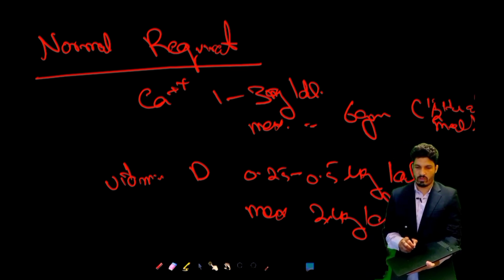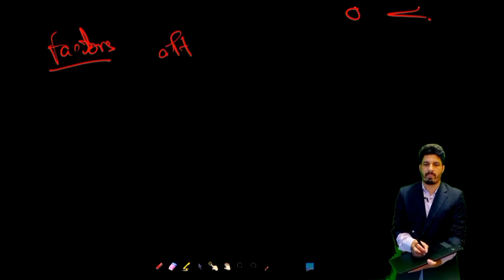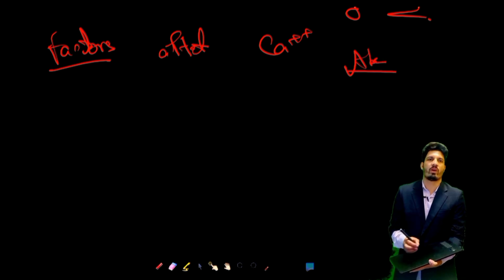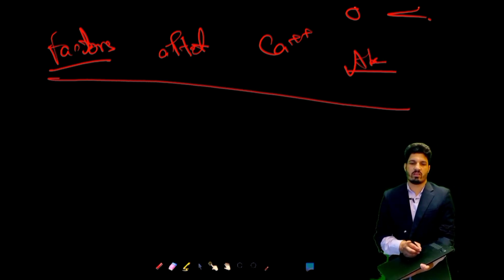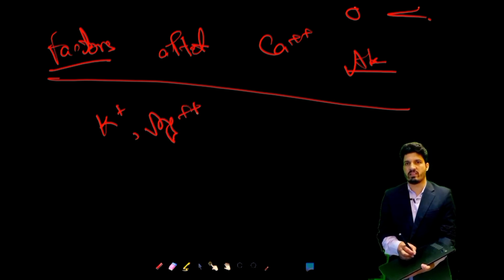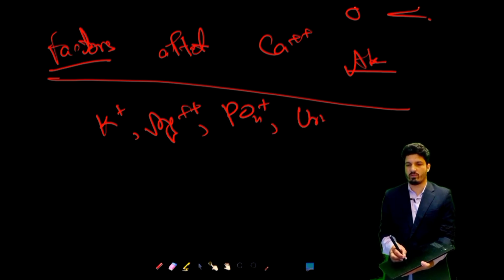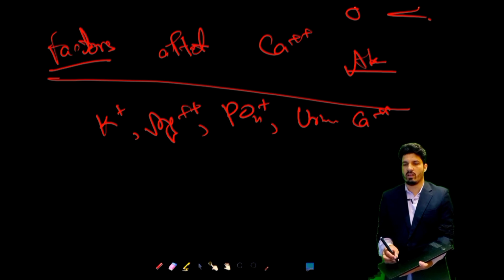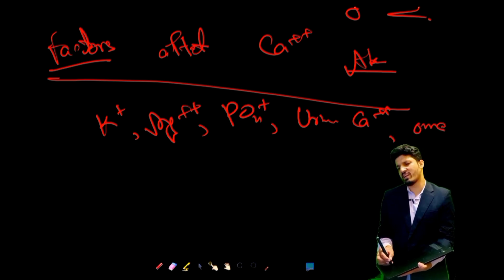Now there are some factors which affect calcium levels. Factors affecting calcium absorption: what are those factors? You must consider these factors. These are potassium, magnesium, phosphate, the urinary calcium level, and one thing you must not forget, omeprazole.